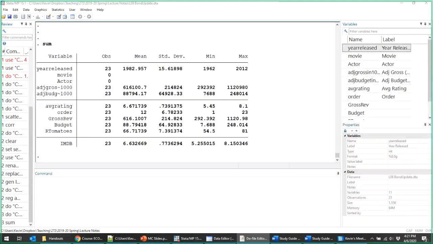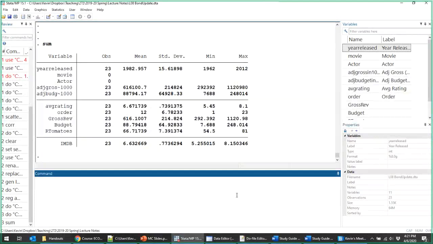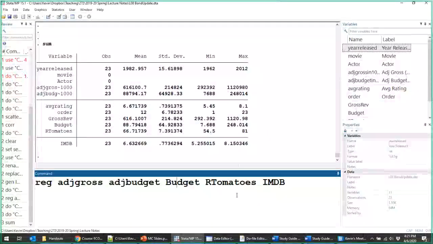So let's start by doing a regression where our outcome variable is the adjusted gross of the movie, how much money the movie made in 2012 dollars. One explanatory variable is the budget of the movie in thousands of dollars. Our second explanatory variable is the budget of the movie in millions of dollars. Hint, hint, these two variables are perfectly multicollinear, so we'll see what happens in a second. And then we have two variables that both indicate the movie's quality. How well did fans receive the movie?